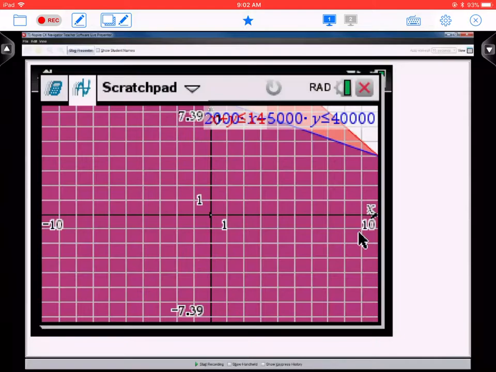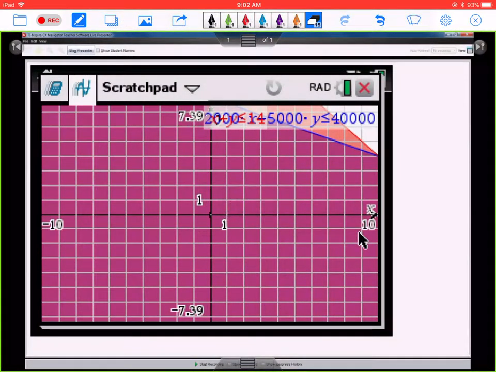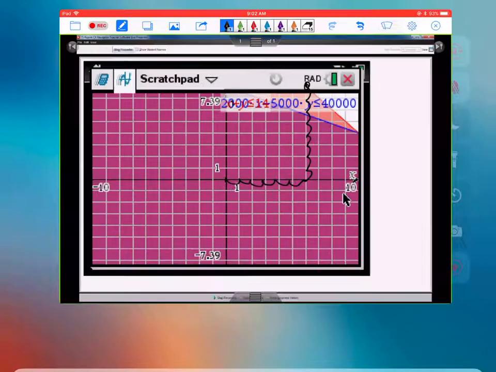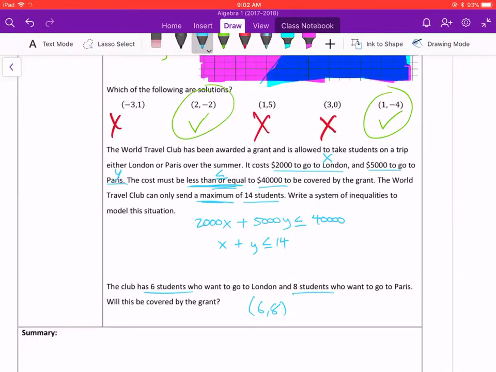So if I count over to 6, let me just draw on this. I know you can't, but 1, 2, 3, 4, 5, 6, and then up to 8. 1, 2, 3, 4, 5, 6, 7. Well, out of our region, not a solution, okay? So if I go back to this, all right, not a solution. All right, and that's it.